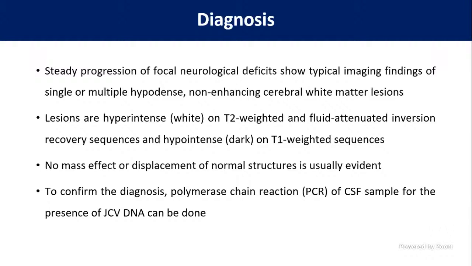So whenever there is a steady progression of focal deficits having typical features on the MRI, hypodense, non-enhancing white matter lesions, they are hyperintense (white) on T2 weighted and hypointense (dark) on T1 weighted MRI images. There is no mass effect, there is no perilesional edema. So that is how you diagnose in a patient with clinical features. But you are able to demonstrate the JC virus by PCR in the CSF sample, it can be done. Normally, we don't do it. It's usually a clinical diagnosis along with a radiological picture, which is supportive of the clinical diagnosis.